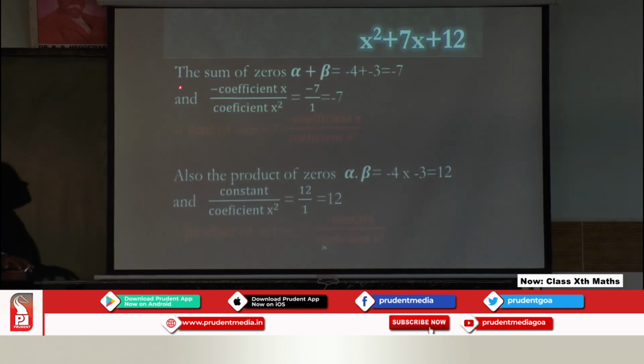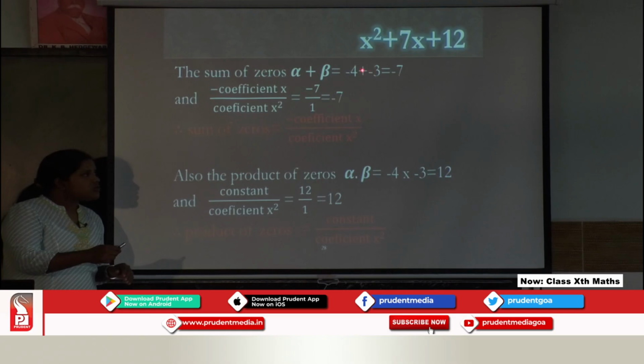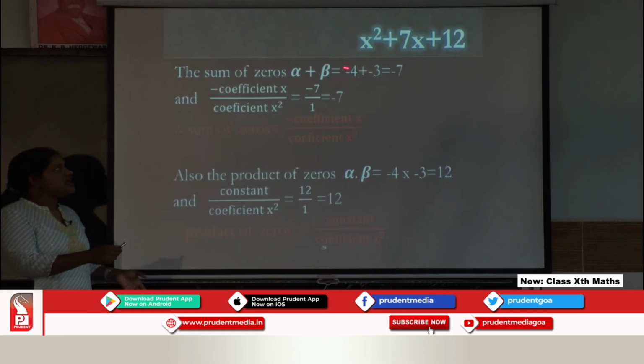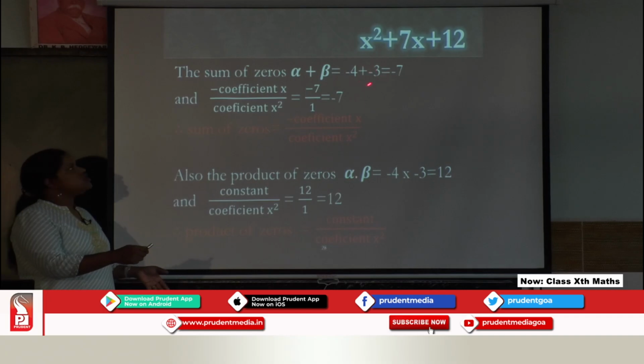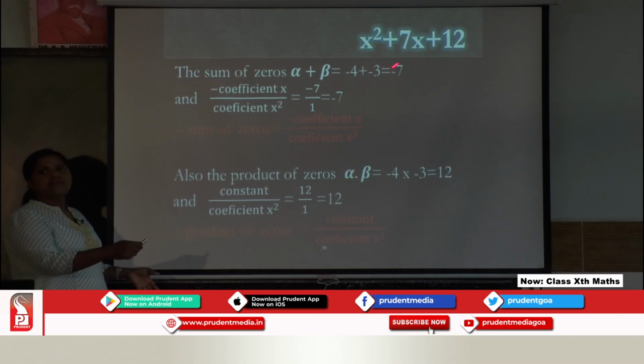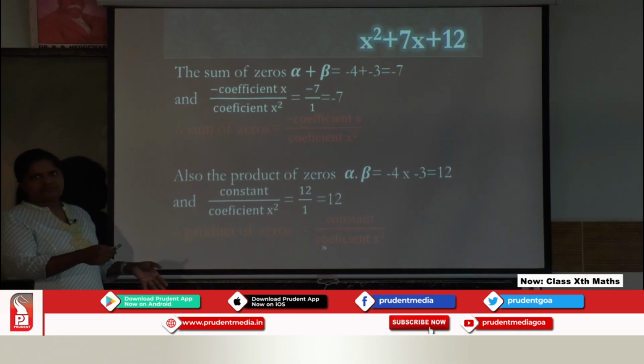Now have a look at the first step. The sum of zeros, alpha plus beta. So I am adding both those values which I got in the previous slide. I got my alpha is minus 4 and my beta is minus 3. So if I add minus 4 and minus 3, I get minus 7. So I got this by direct calculation.